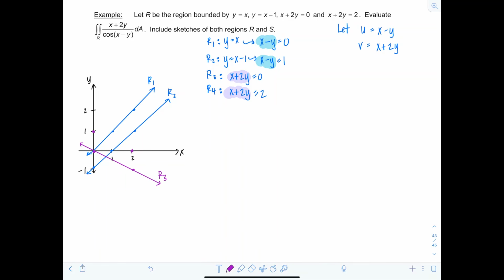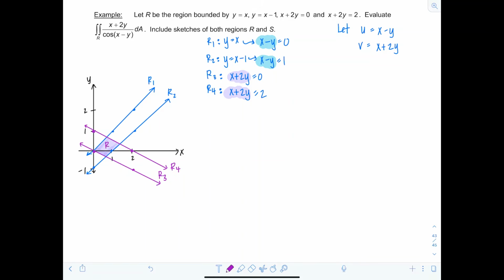Okay. There's R4. Very good. So what does this region look like? It's a diamond. Ooh. Here's R. As you can see, if you were to try to just evaluate the double integral as is, you'd have to break it up. 1, 2, 3, yuck.